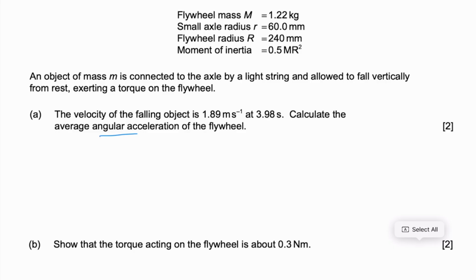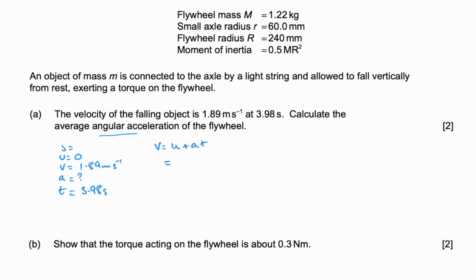So let's find, using SUVAT, the linear acceleration first. We've got some data for that, haven't we? So V is equal to 1.89 meters per second. A we don't know. Time is 3.98 seconds. We can use V equals U plus AT, which gives us an expression for A, and that is 1.989 divided by 3.98, which gives us a linear acceleration of 0.4748 meters per second squared. We'll put that to the correct number of significant figures in a moment.